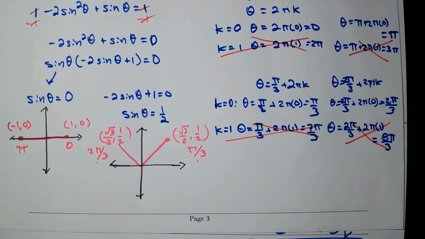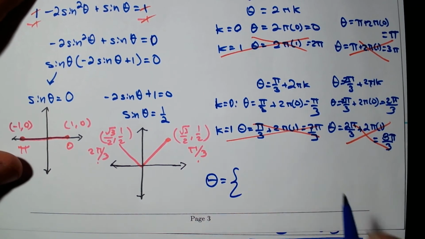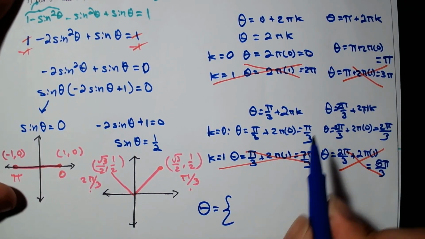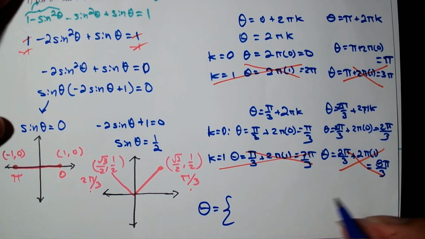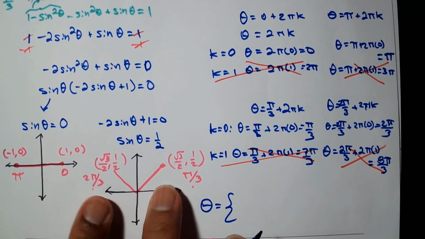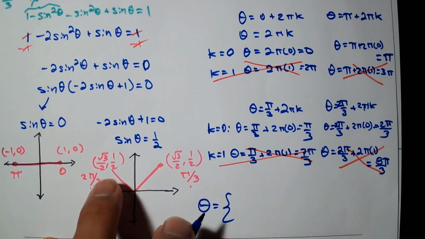So let's write down the solutions within the 0 to 2 pi range. In this case, we got 0, pi, pi over 3, and 2 pi over 3. Let's write those down from smaller to larger. If we put this together, that's going to be 0, pi over 3, 2 pi over 3, and pi.